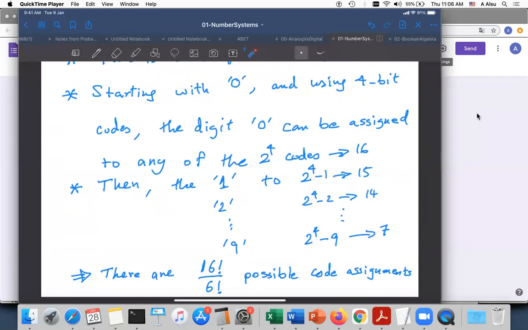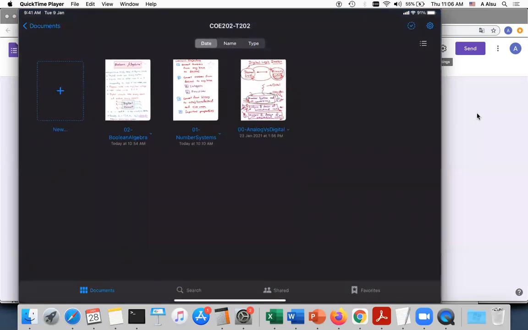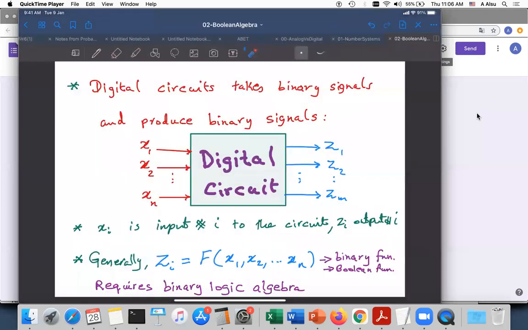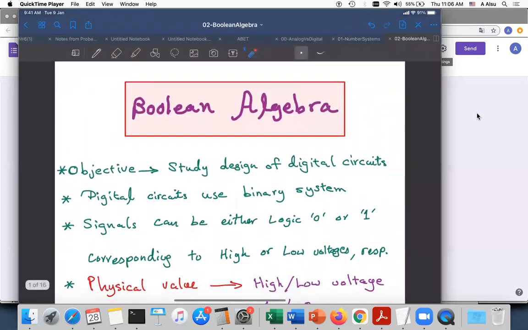Okay, let's switch to Boolean algebra. So now we start with unit 2, the second chapter of the course, which is Boolean algebra.